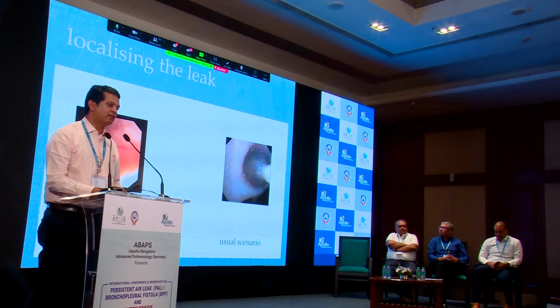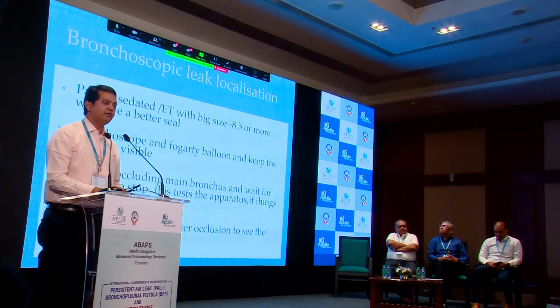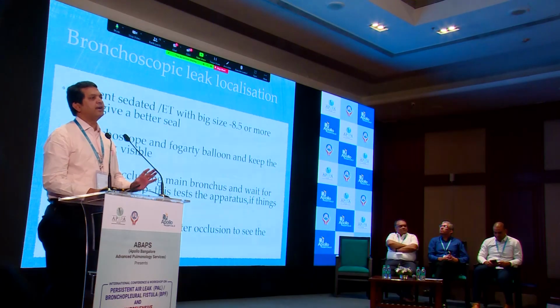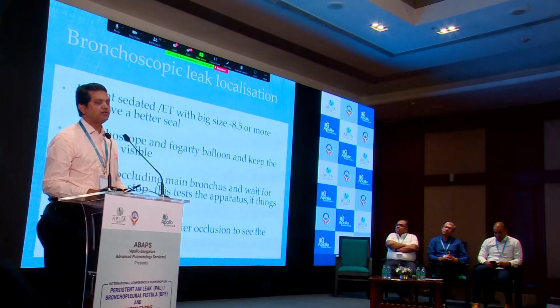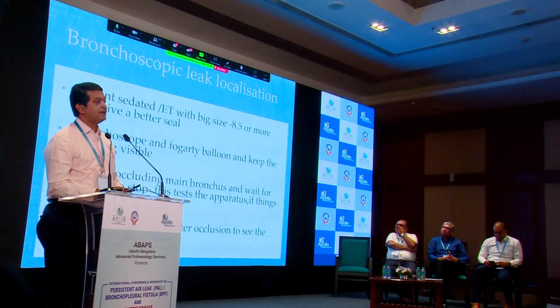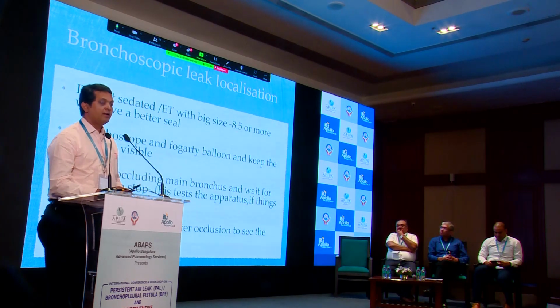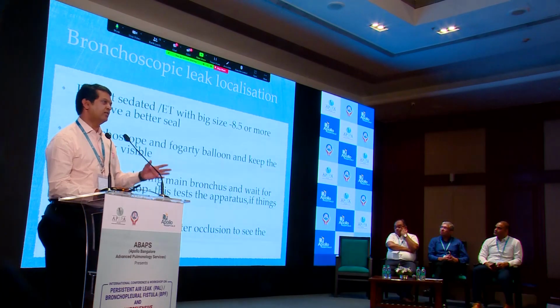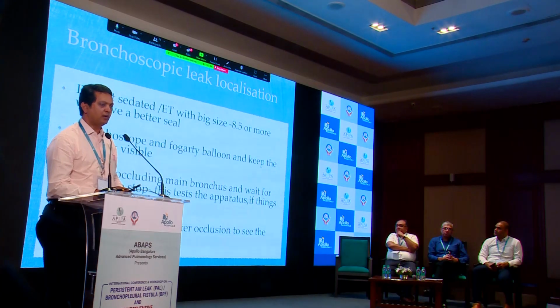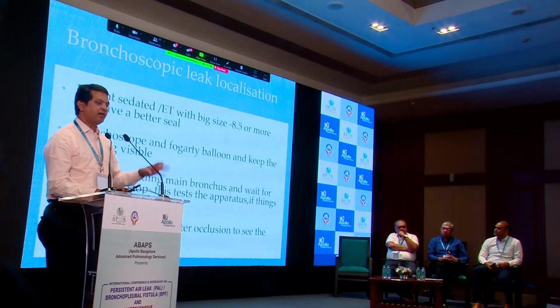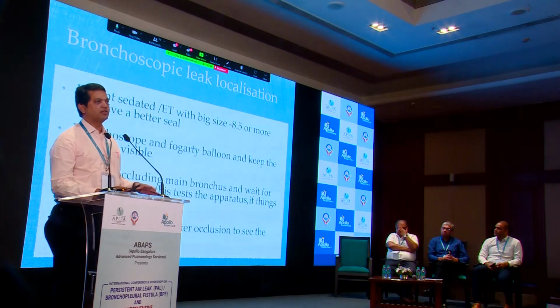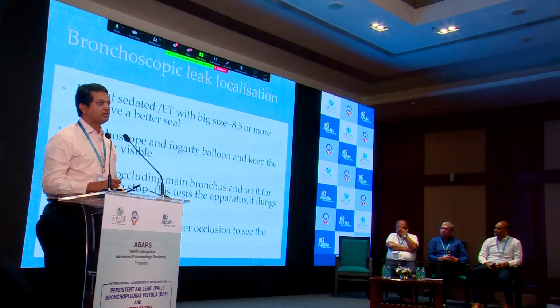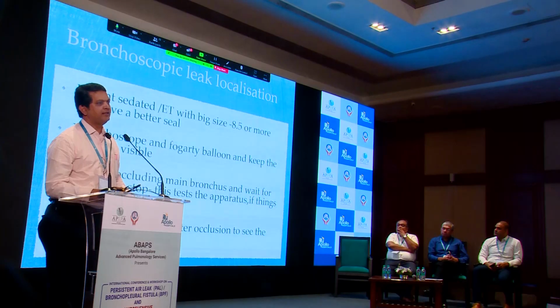A simple Fogarty balloon is the one that you usually use. Now, how do you do that? Typically the patient will be sedated, ideally with an endotracheal tube, a big size to give a better seal. You use a bronchoscope, you have a Fogarty balloon, and keep the ICD bag visible. These are the things that you start up front. You start by occluding the main bronchus, because obviously you have a right-sided air leak. You occlude the main bronchus and make sure that the leak stops. That is just to test whether your apparatus is working.